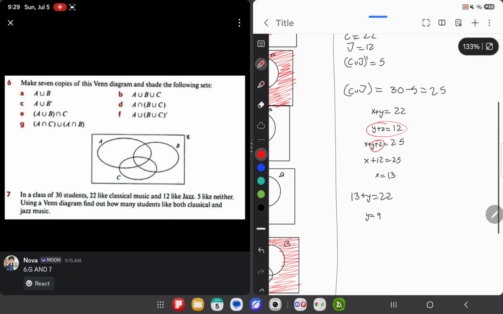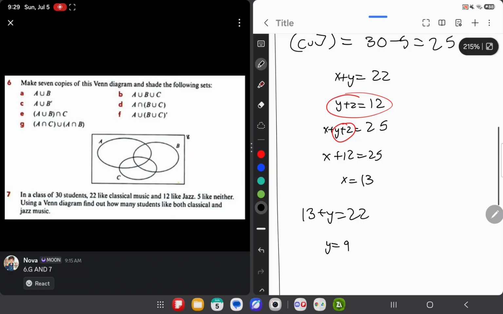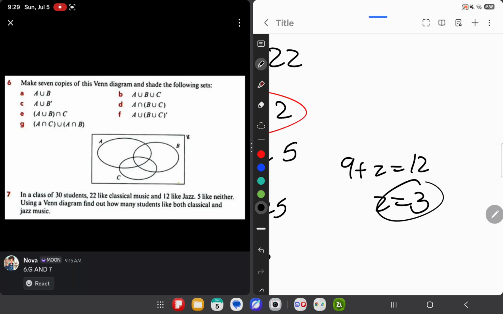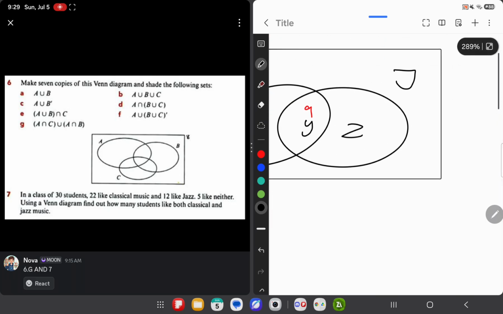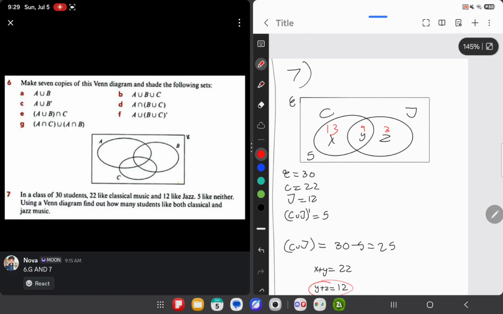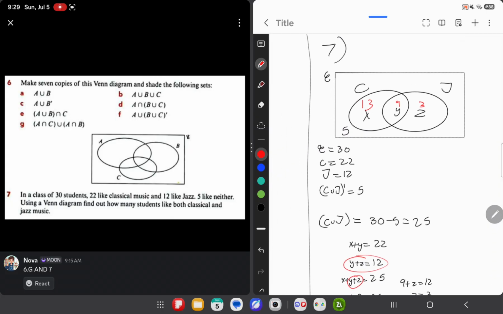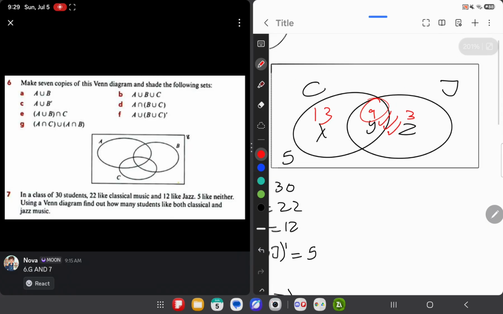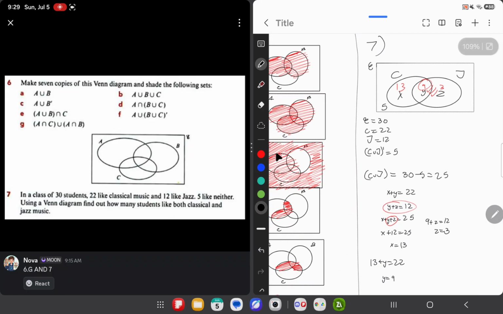Now for z. We can solve for z by using the equation y plus z is equal to 12. So we can use 9 plus z is equal to 12. z is equal to 3. Nice. See, very simple. What was the question? Find out how many students like both classical and jazz music. So our answer is 9. Very good. We do not have to fill it, but it's good practice to fill it.